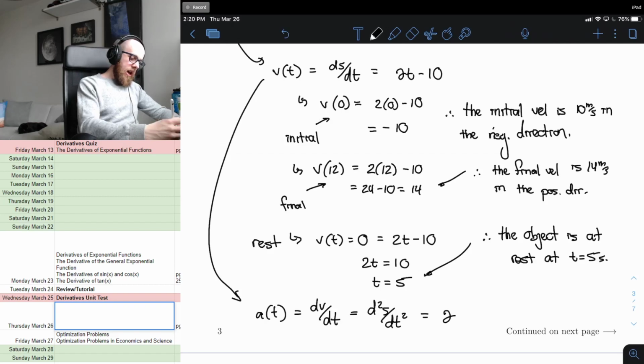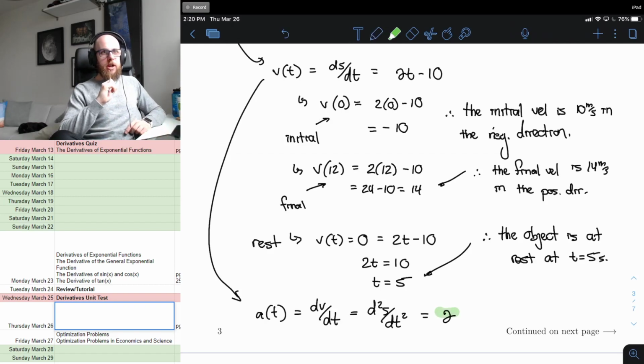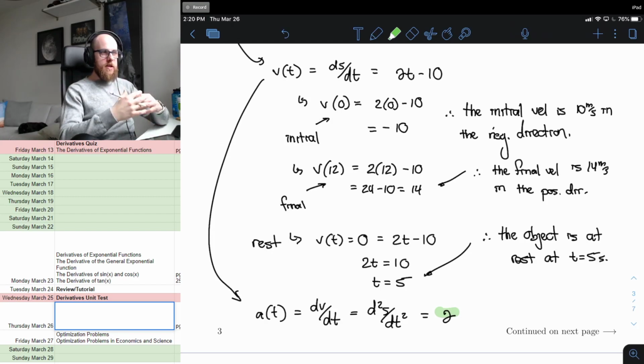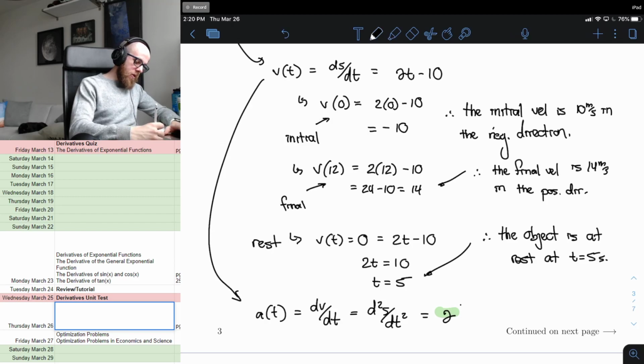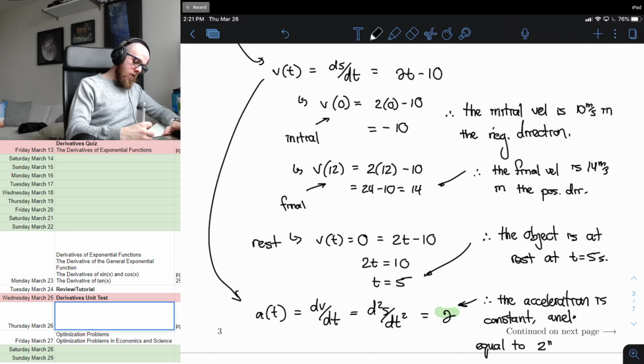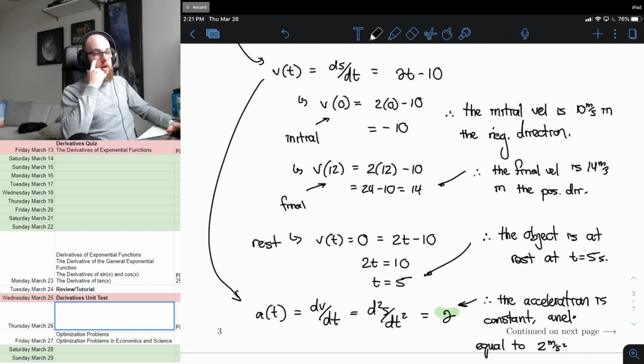And this is interesting, right? I calculated my acceleration and I found my acceleration was just a number. What that tells me is that the acceleration doesn't depend on time anymore, right? The acceleration is just some constant value. So we can conclude that. We can say, therefore, the acceleration is constant and equal to 2 meters per second squared.